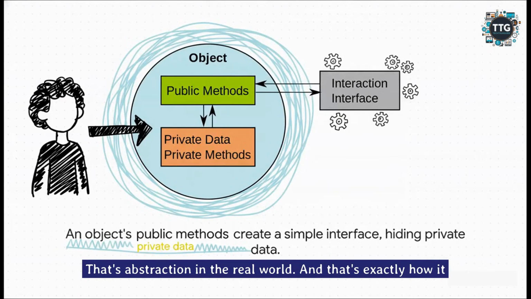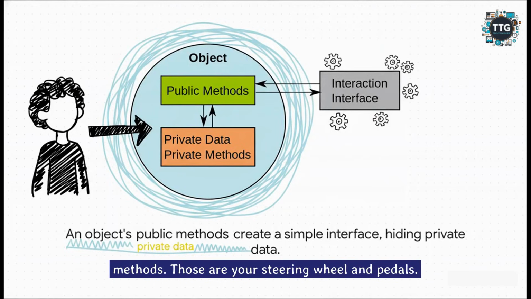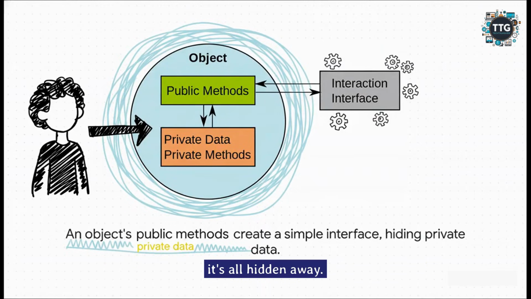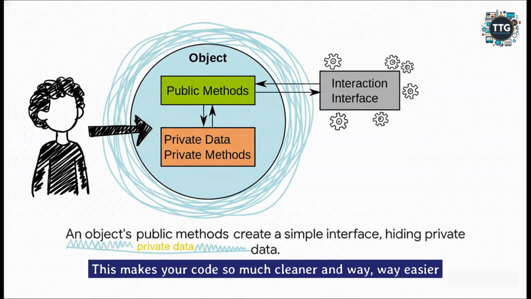And that's exactly how it works in code. You interact with an object through its nice, simple public methods. Those are your steering wheel and pedals. And all the messy, super complicated internal logic and data, it's all hidden away. This makes your code so much cleaner and way, way easier to work with.